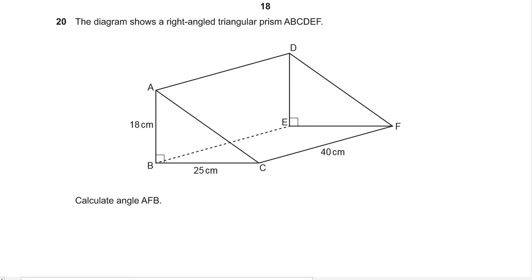Right, question 20. The diagram shows a right-angled triangular prism ABCDEF. Calculate angle ABF. So what is ABF? Well, let's draw a line from B to F. Again, make sure you use your ruler. And a line from A to F.